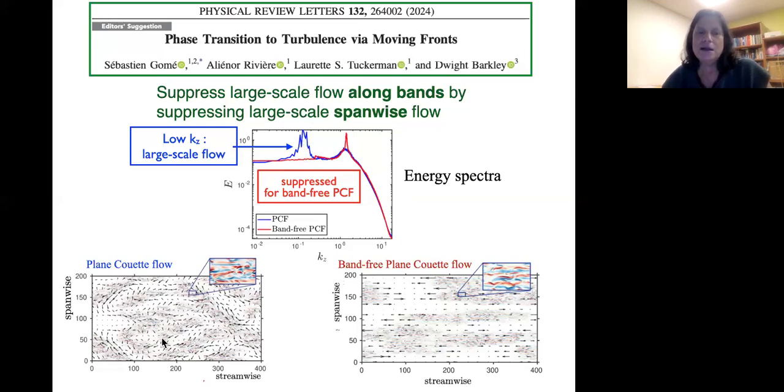And here is plain Couette flow. If we'd run it for longer, it would be more regular with its bands, but you see the basic features. You see the flow along the bands, and you see the turbulence, which is here. This is streamwise velocity. Okay, everybody see this? But now when you run it by suppressing it, this is what it looks like. So you still have turbulence. Let me tell you more about it, because it's not so clear from these pictures.